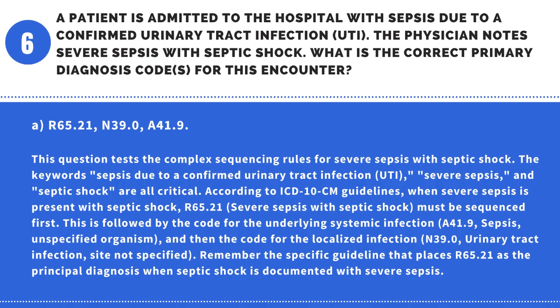This is followed by the code for the underlying systemic infection, A41.9, sepsis, unspecified organism, and then the code for the localized infection, N39.0, urinary tract infection, site not specified. Remember the specific guideline that places R65.21 as the principal diagnosis when septic shock is documented with severe sepsis.